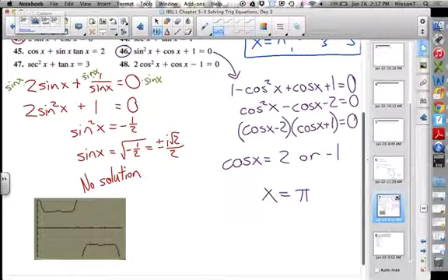The 0 to 2 pi is our domain for x. Is 2 in the range though? No. Why not? The negative 1 to 1 is the range for cosine. Exactly. Negative 1 to 1 is our range for cosine, so we're not going to ever get an angle that'll give us a cosine equal to 2. Alright, so we don't get any solutions from the 2, but we do get a solution from negative 1.